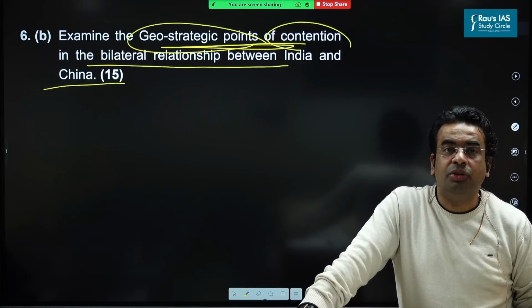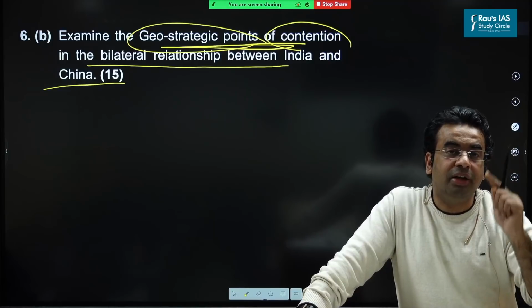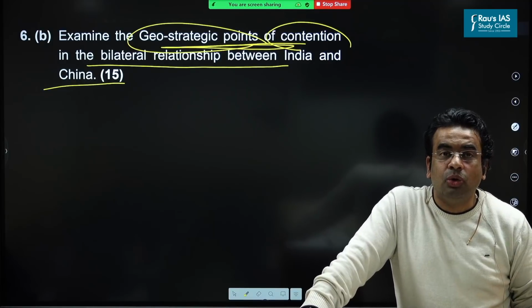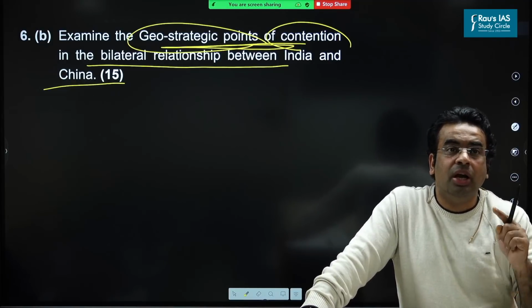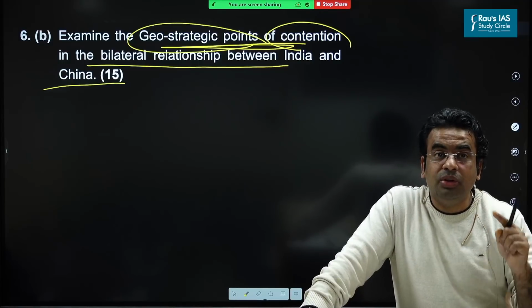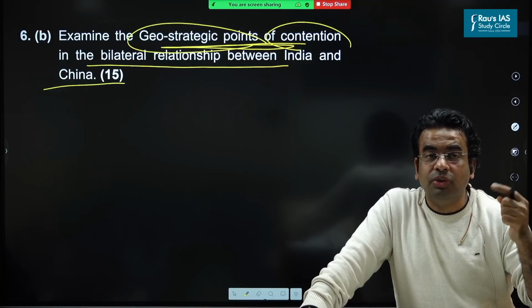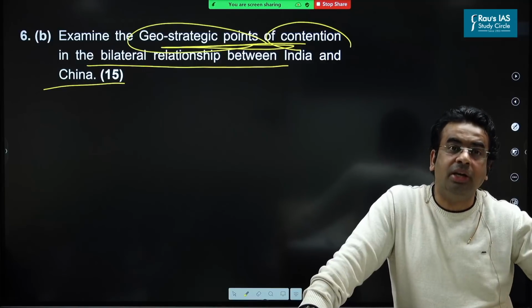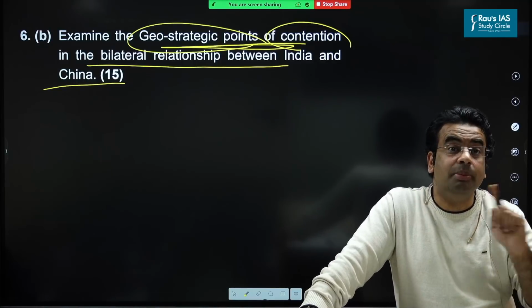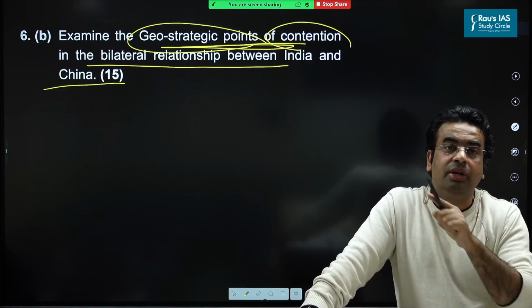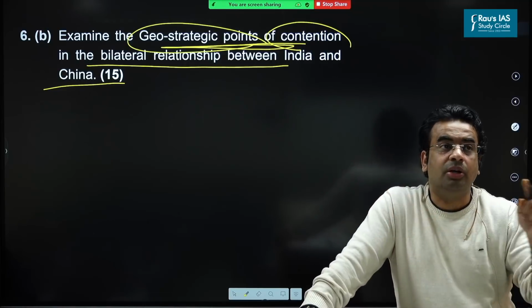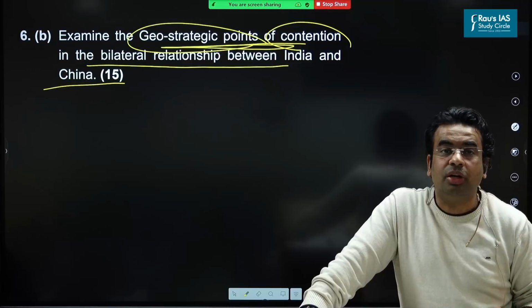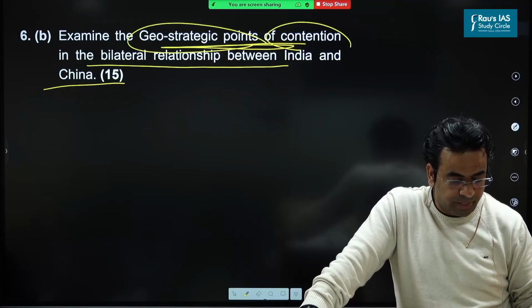Geo-economic points of contention would have been: we are running a high trade deficit with China and China is not opening its market for Indian goods, and India can't reduce the entry of Chinese goods because we do not have the manufacturing capabilities, and it will lead to inflation, and the reason why we are not joining RCEP. These things you should not have written in this particular answer because it is geostrategic, not geo-economic. Okay.